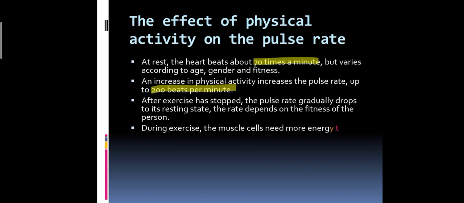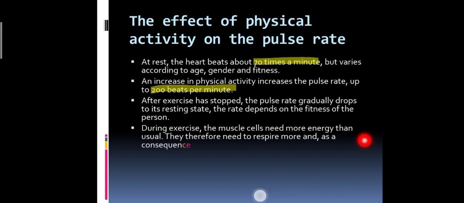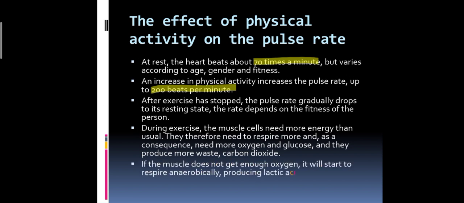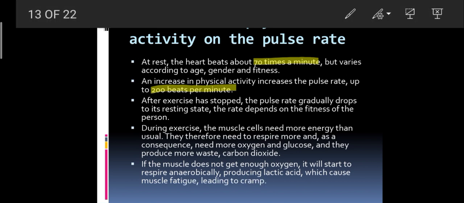During exercise, the muscle cells need more energy than usual. They transfer energy to respire more, and as a consequence need more oxygen and glucose, and they produce more waste and carbon dioxide. If the muscle does not get enough oxygen, it will start to respire anaerobically, producing lactic acid, which causes muscle fatigue leading to cramps.